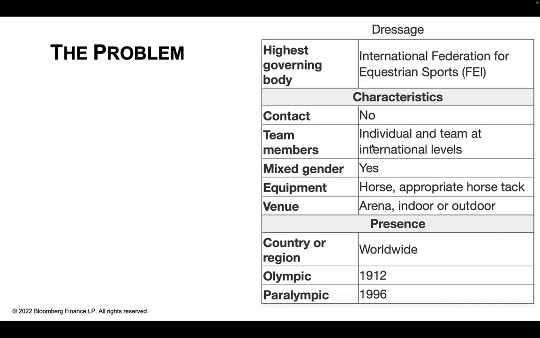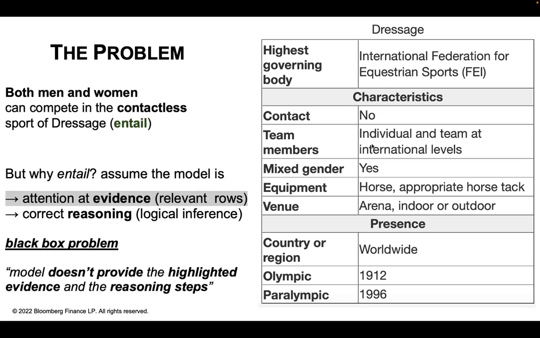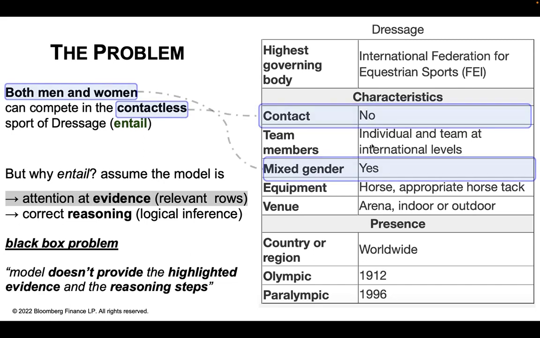Now the problem with existing models is, let's revisit our example. Both men and women can compete in the complex sport of dressage. To establish this statement is entail, a model needs to look at the correct evidence, that is the relevant rows, and it also needs to do the correct reasoning. For example, the model has to know that both men and women is related to the key mixed gender, and contactless is related to the key contact in the sports. Then it also has to see both men and women can compete, that means the mixed gender should be yes, and contactless means that the contact value should be no. Now current black box models don't provide the highlighted evidence and the reasoning steps required. In this paper we focus on how we get the highlighted evidence as a part of our reasoning approach.